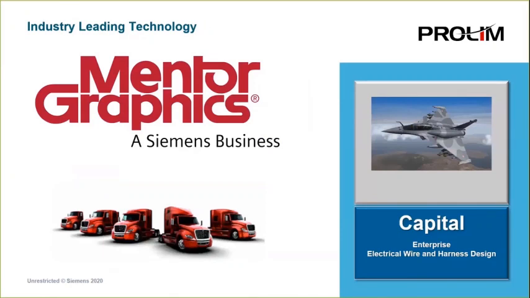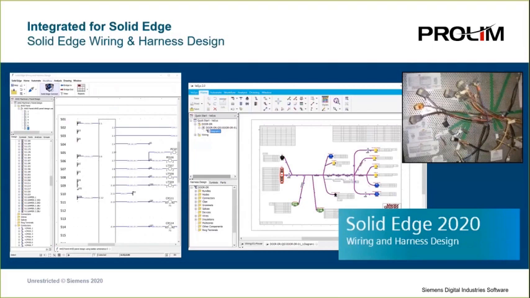The industry technology that I mentioned: in 2017, Siemens acquired Mentor Graphics and picked up lots of products and technology. For our discussion today, we want to talk about the product called Capital. That's an enterprise solution for electrical system design and manufacturing harnesses. It's been around a long time, with lots of users, very mature software, and is targeted for the automobile and aerospace industry.